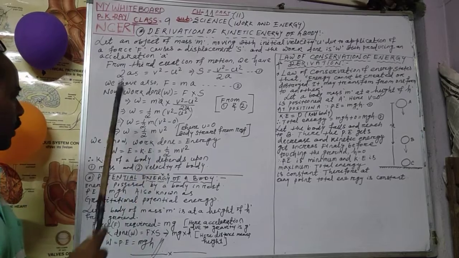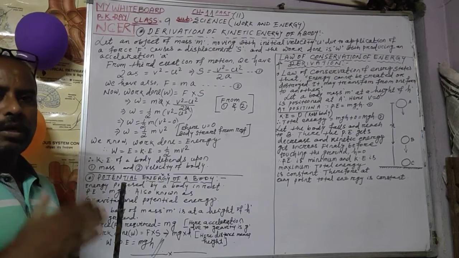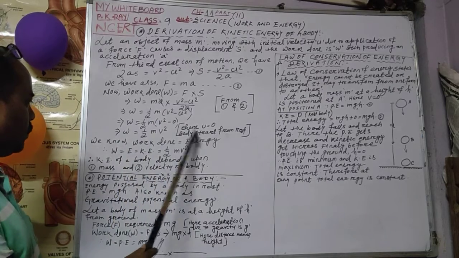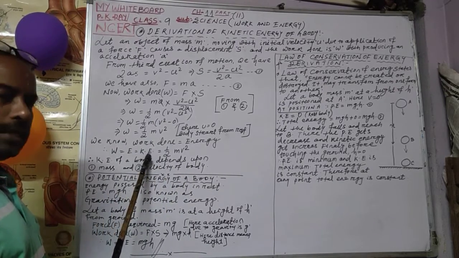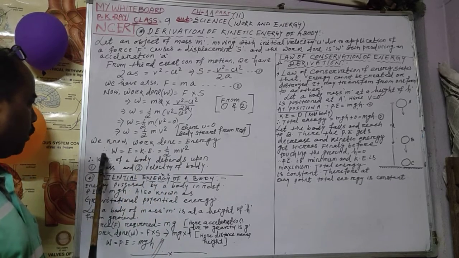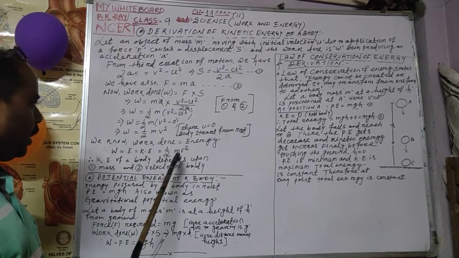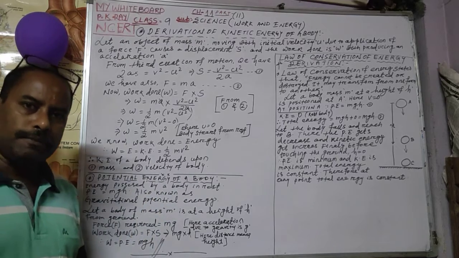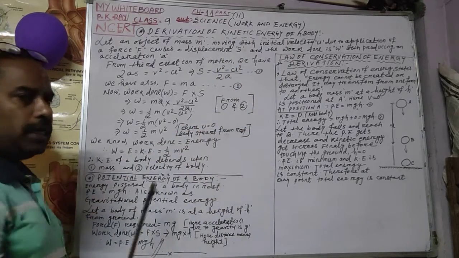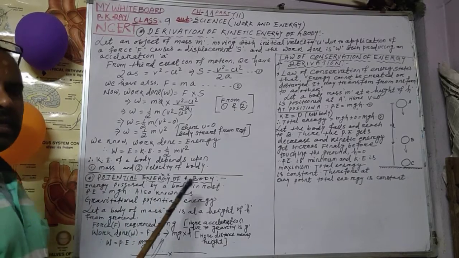So W is equal to 1 by 2 mv square. We know work done is equal to energy, because last class I told you W is equal to E. Energy is also considered as the work. So work done is equal to energy, so W is equal to energy, which is kinetic energy because the body is now in motion, equal to half mv square. So kinetic energy of a body depends upon two factors: one is the mass and the second one is the velocity of the body. So this is about the derivation of kinetic energy of a body, that is KE is equal to half mv square. Let us come again to potential energy of a body.